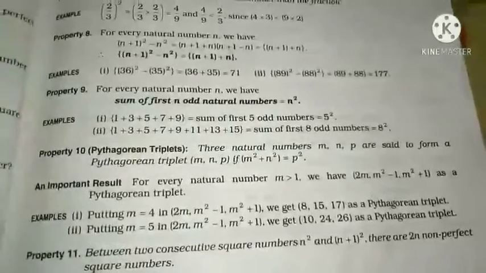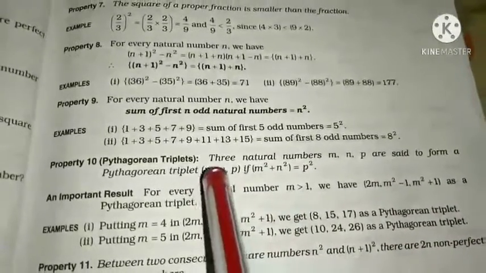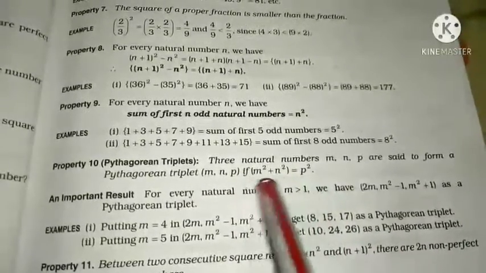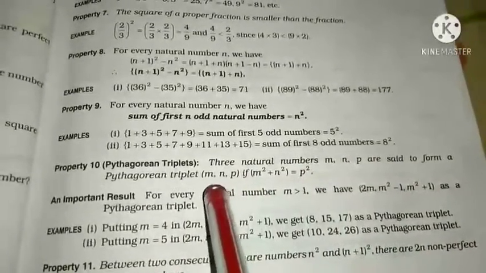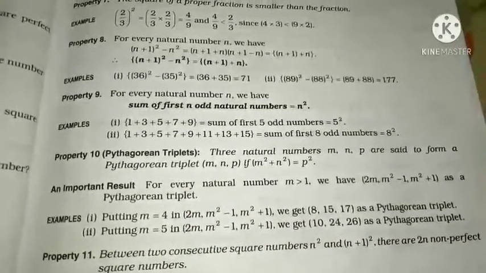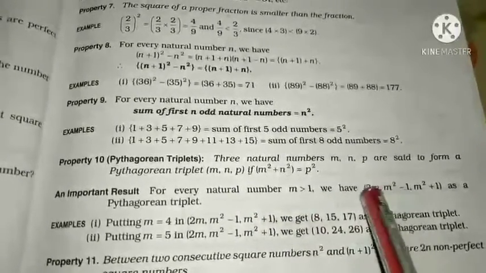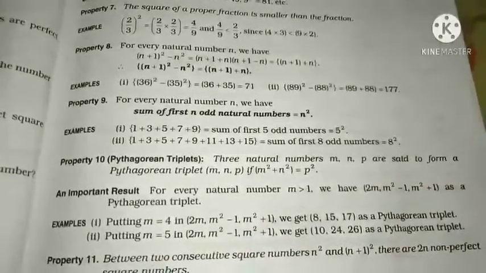10th property is about Pythagorean triplets. This property says that three natural numbers m, n, p are said to form a Pythagorean triplet if they satisfy this condition, that is p square is equal to m square plus n square. If they satisfy this condition, then they are known as Pythagorean triplets. For any natural number m which is greater than 1, we can have 2m, m square minus 1, m square plus 1 as the Pythagorean triplets.